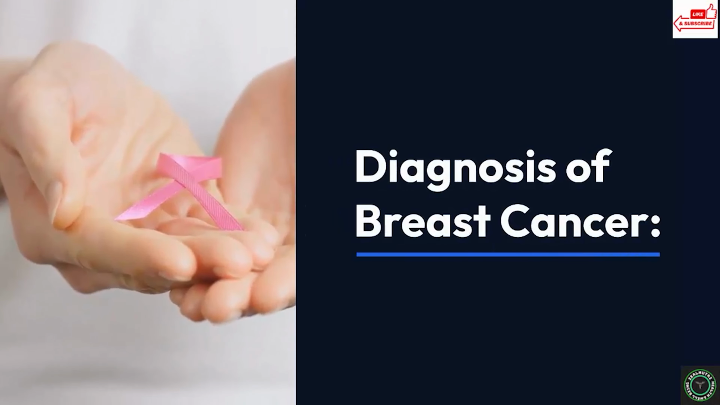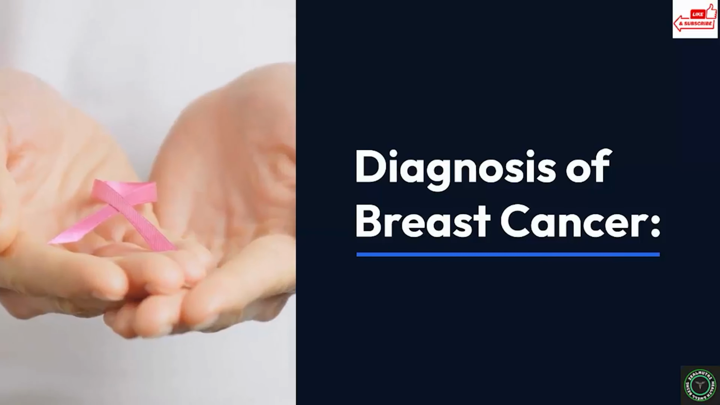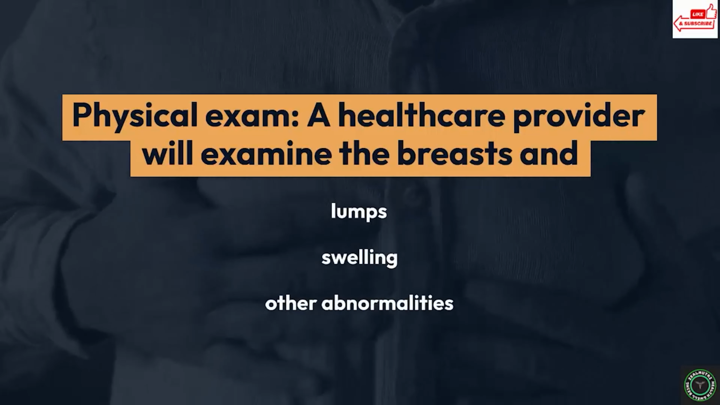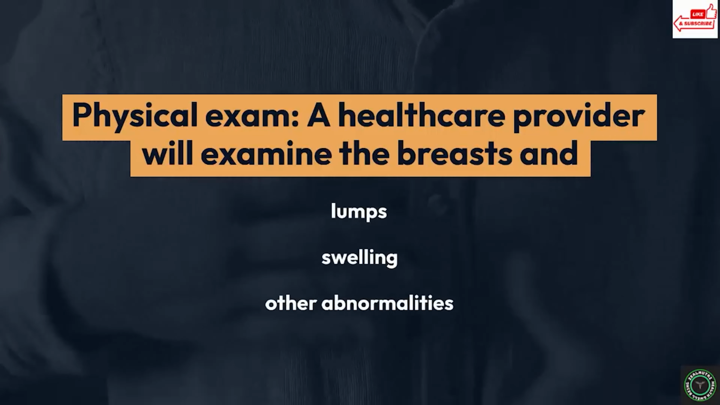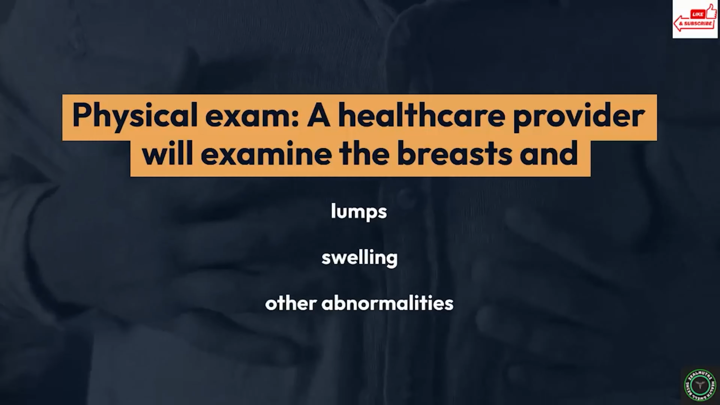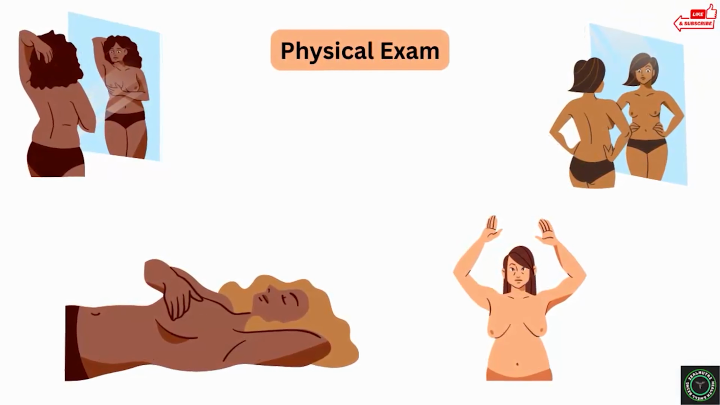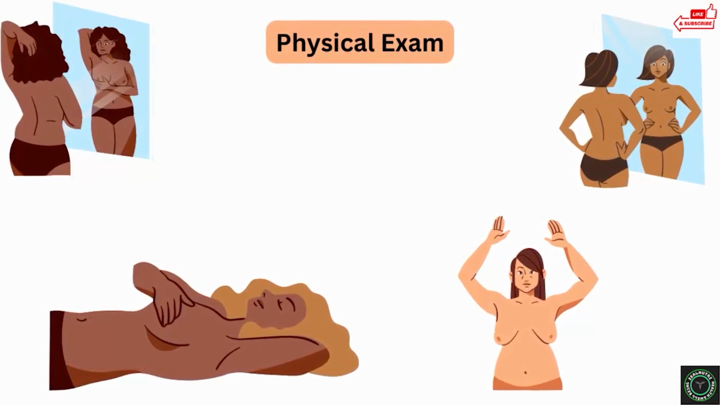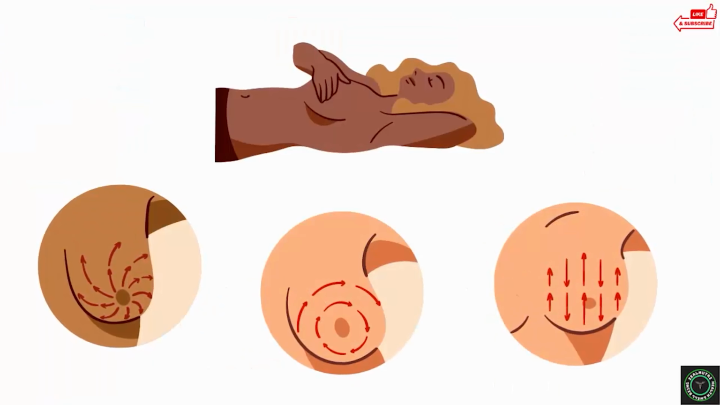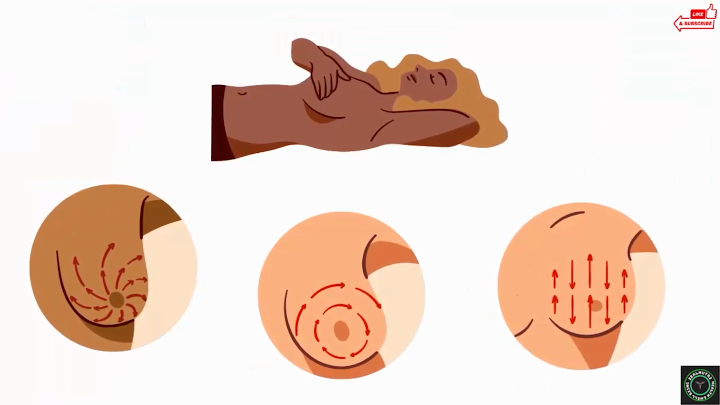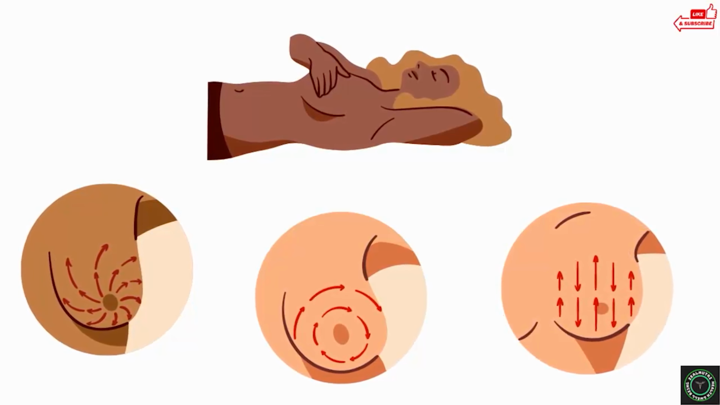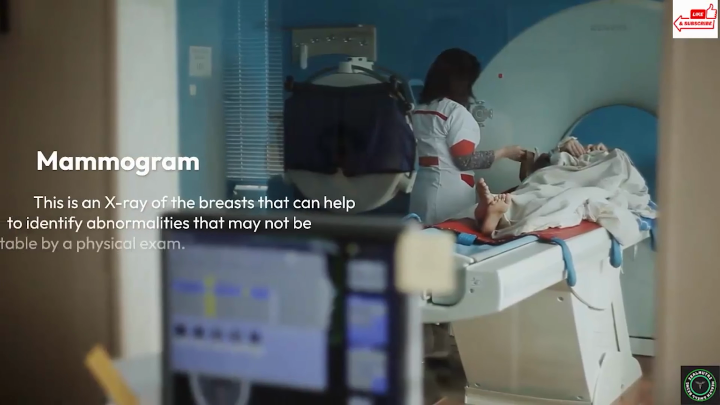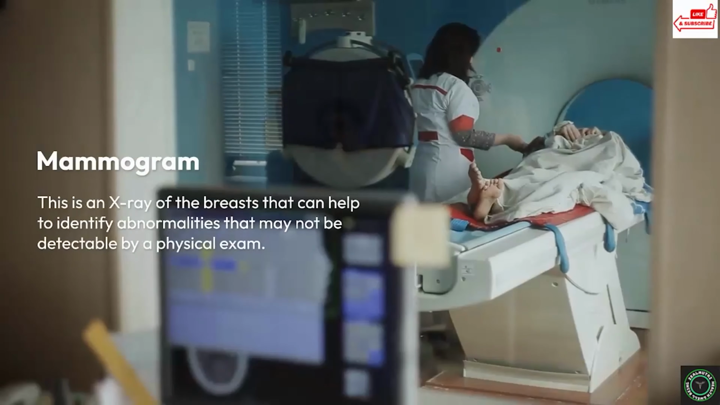Diagnosis of breast cancer. There are several tests that may be used to diagnose breast cancer, including physical exam. A healthcare provider will examine the breasts and underarms for lumps, swelling, or other abnormalities. To perform a self-exam, start by standing in front of a mirror and looking at your breasts for any changes in size, shape, or appearance, such as dimpling, swelling, or redness. Next, feel your breasts for any lumps or abnormalities, using a circular motion with the pads of your fingers. It is important to cover the entire breast, including the armpit and up to the collarbone.